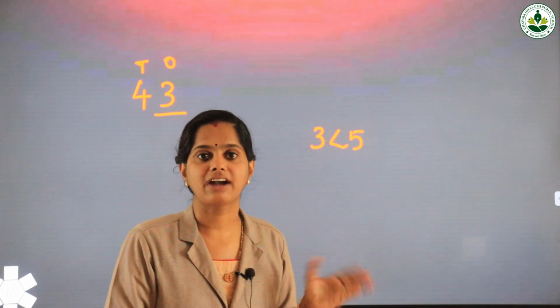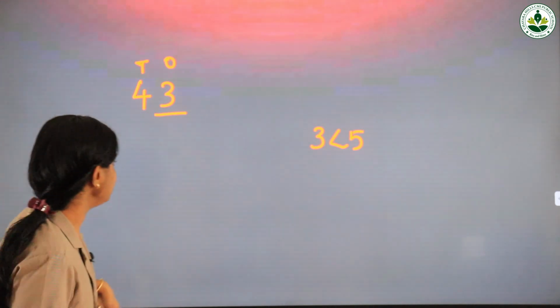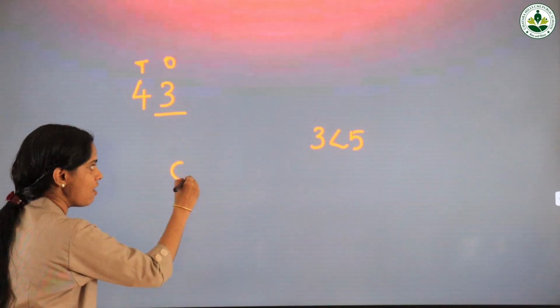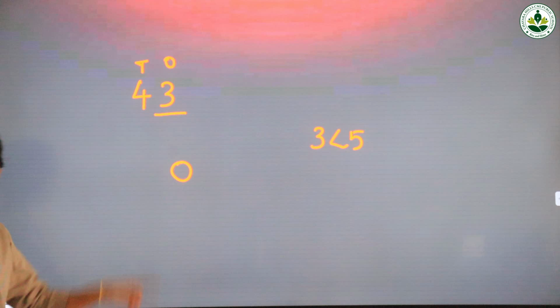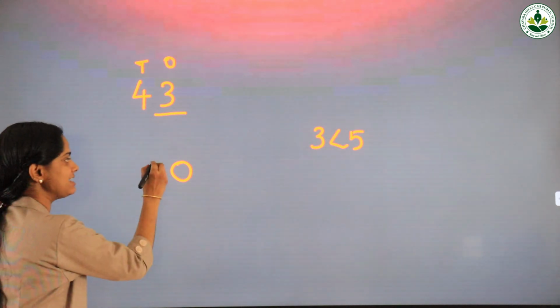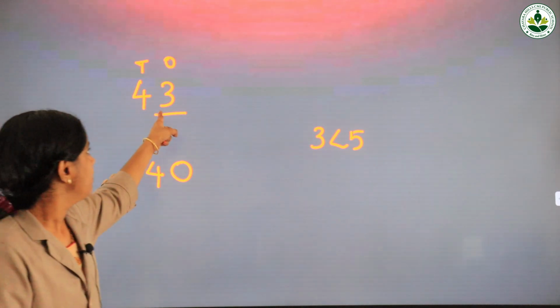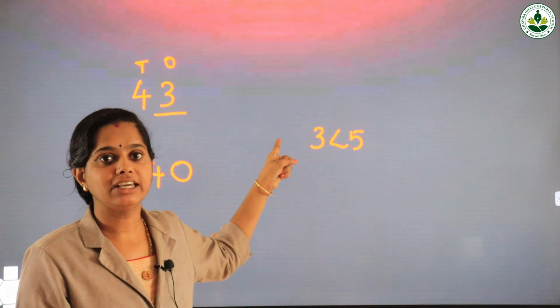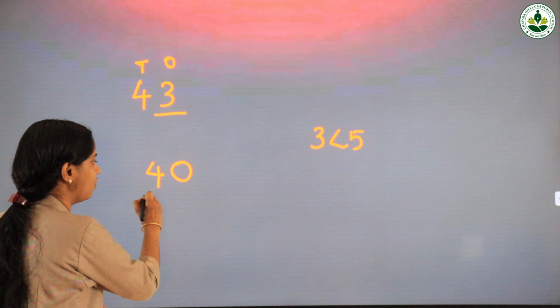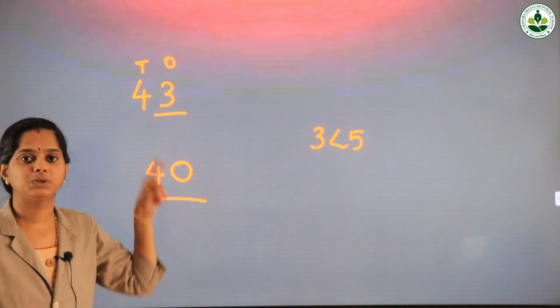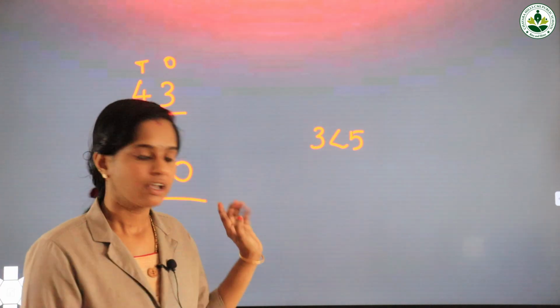Then we round off by writing 0 in the ones place without changing the digit in the tens place. So, we can say that 43 rounded off to the nearest 10 is 40.